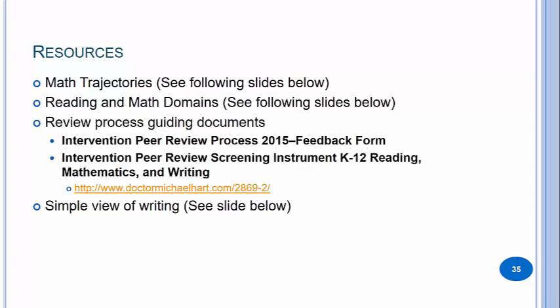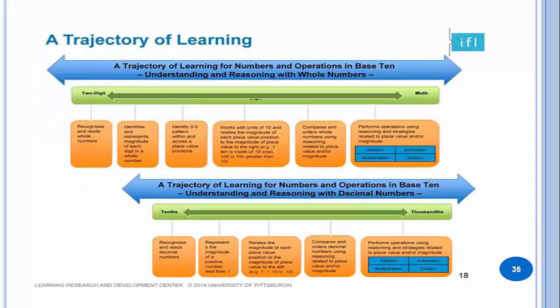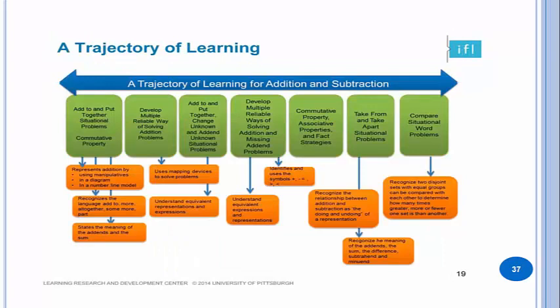We thought that it would be useful also, because we're not just talking about reading, we're also talking about math, that we provide this to you. It's from the Learning Research and Development Center, University of Pittsburgh, and there are trajectories of learning for different aspects of math: numbers and operations in base 10, addition and subtraction. If you take a close look at these, it's a beautiful breakdown of these very discrete skills that we can track in order to be very, very targeted with our interventions with the kids. We'll know exactly where they're at and where they need to be headed.